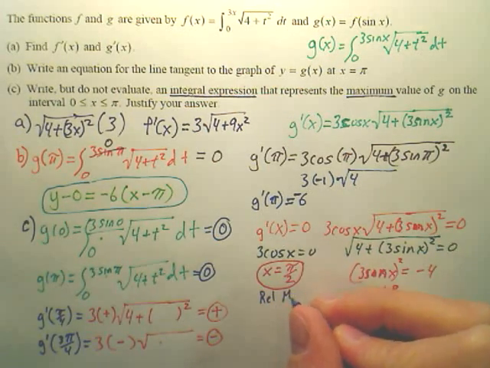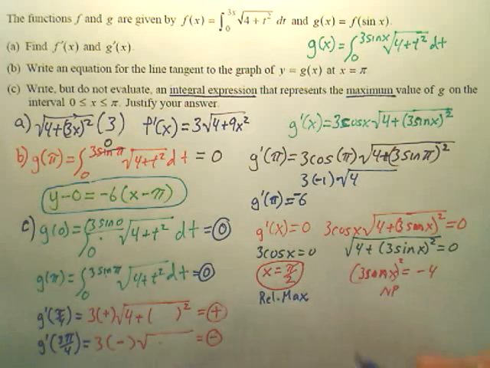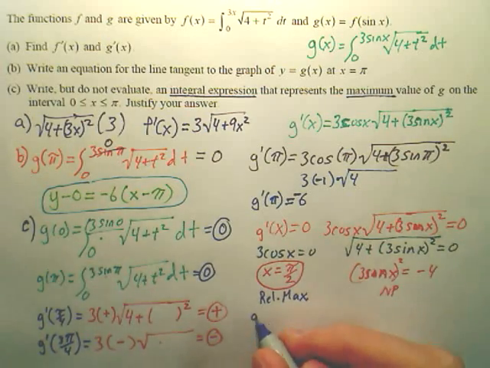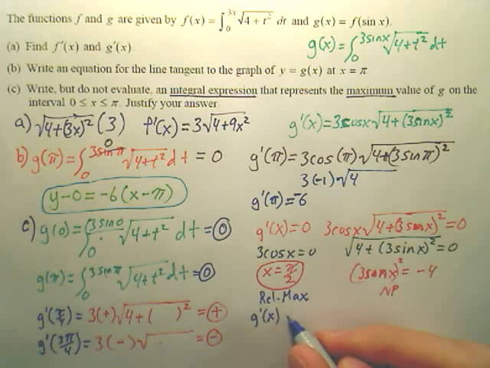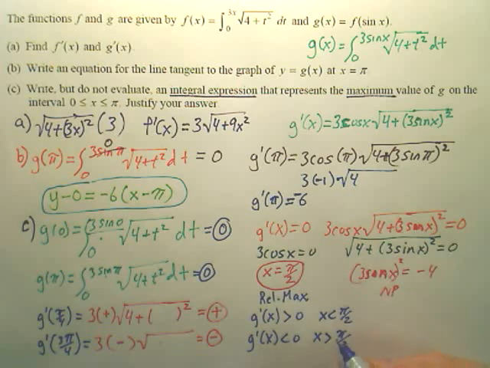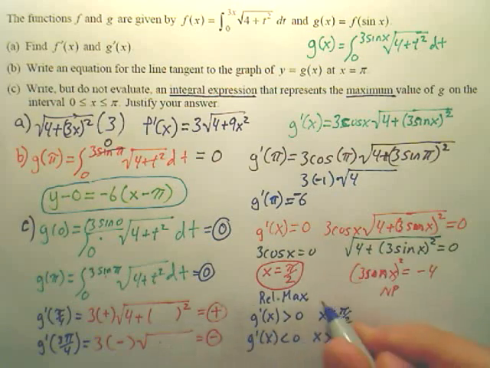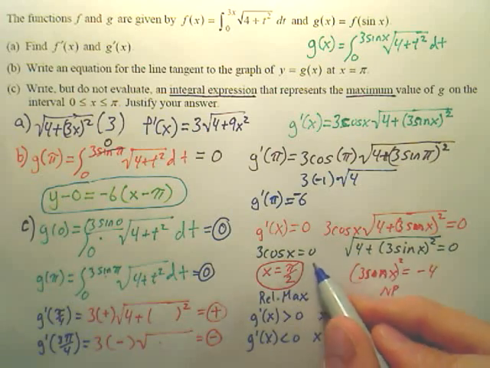This is a relative max. So why is it a relative max? Because g prime x is greater than 0 when x is less than pi over 2, and g prime x is less than 0 when x is greater than pi over 2. Now it's not actually perfect because of the interval, is that okay? On the interval, those two statements are our justification. You guys see that right there? That's our justification why this is the relative max. Here's our justification.